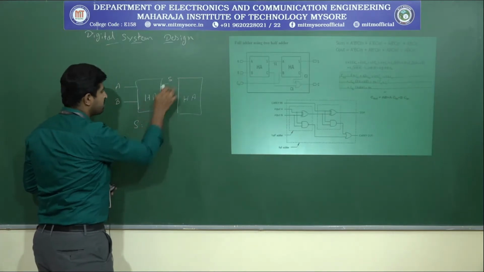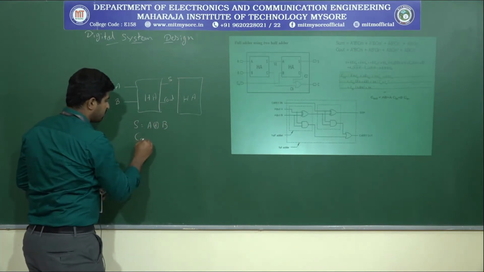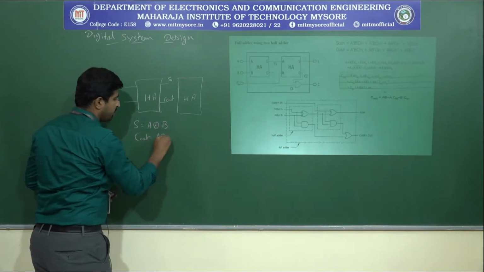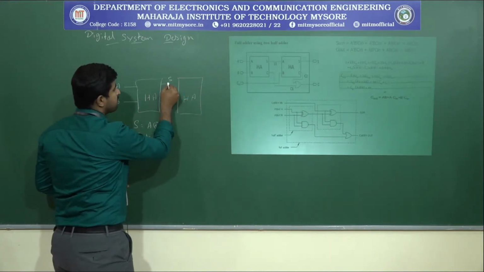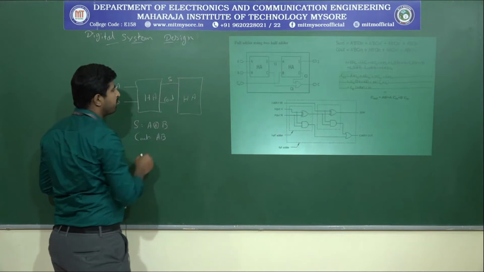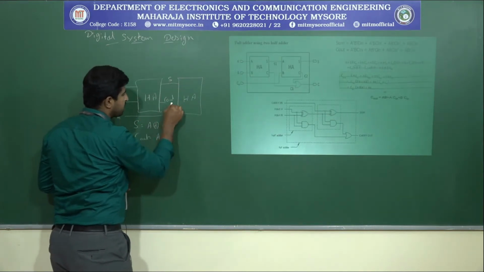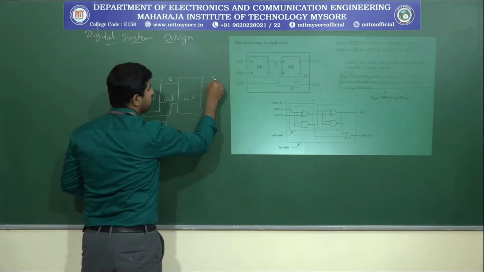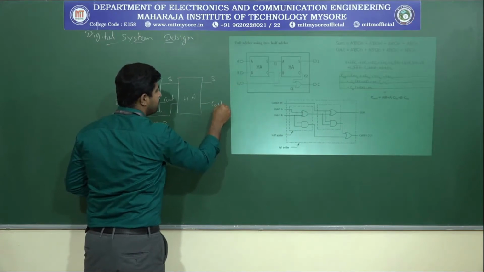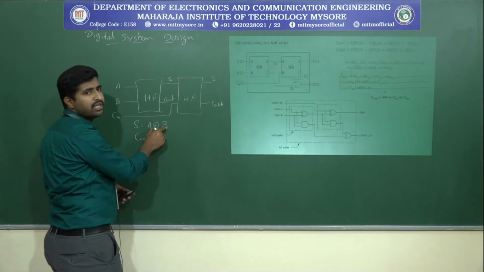So what is the sum? Sum will be A XOR B, and the C out corresponding to A and B. Now for the next half adder, the sum is connected to one input, and C in is connected as the other input. Then here we are going to get a sum and again a carry. Now what is the sum actually? Sum is the XOR of the two inputs.